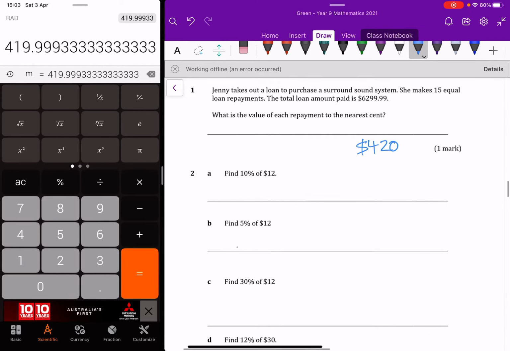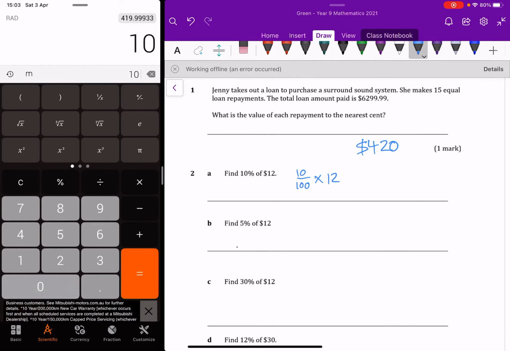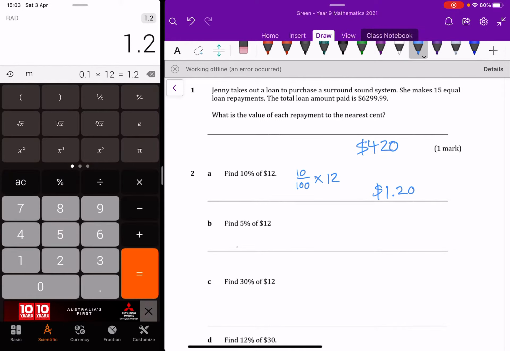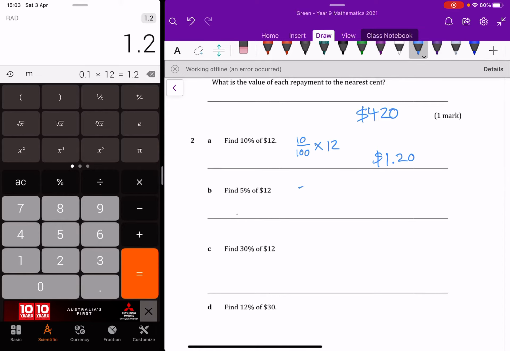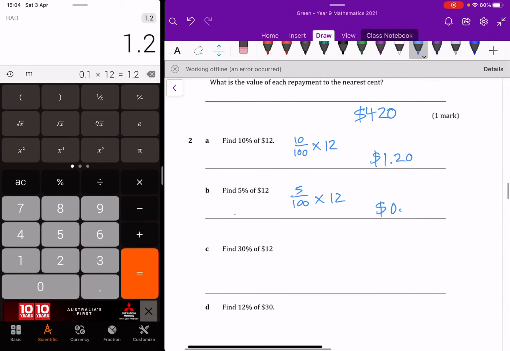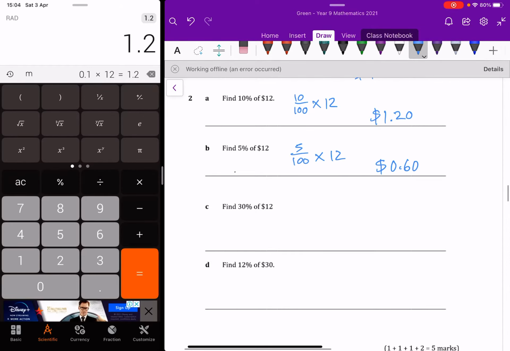Next one, 10% of 12. Again, to find 10%, we can just divide by 10, or we can do our algorithm, which would be 10 divided by 100 times 12. We can do it like that. There we go, 1.2, which is $1.20. 5% again, we can just do it like this: 5 divided by 100 times 12. Or we could just halve our previous answer, which should give us 0.60, 60 cents.